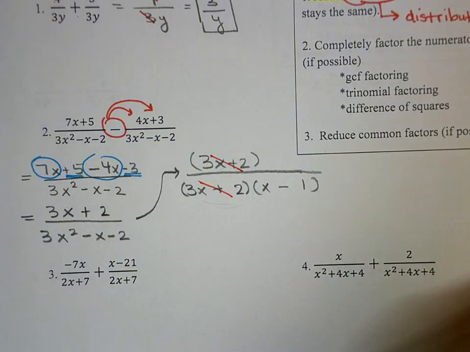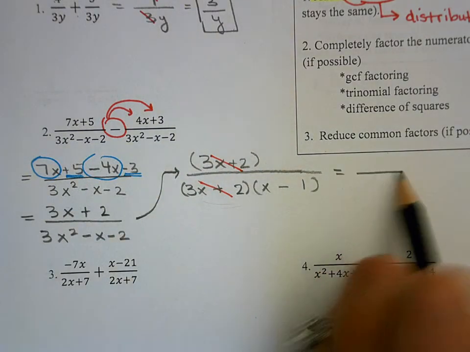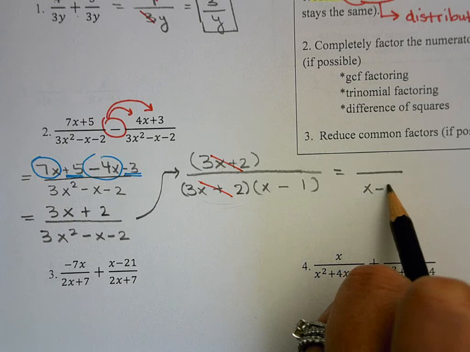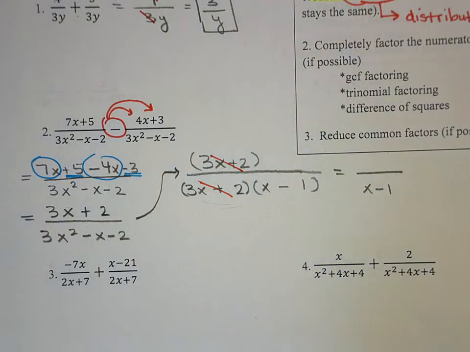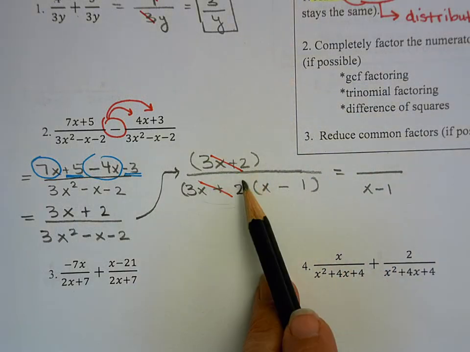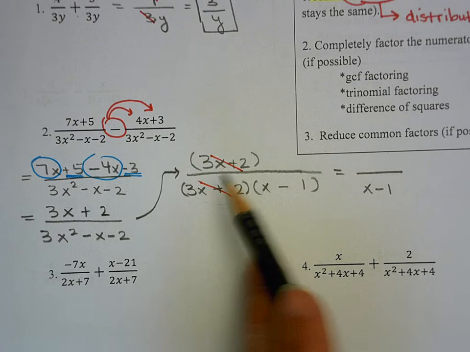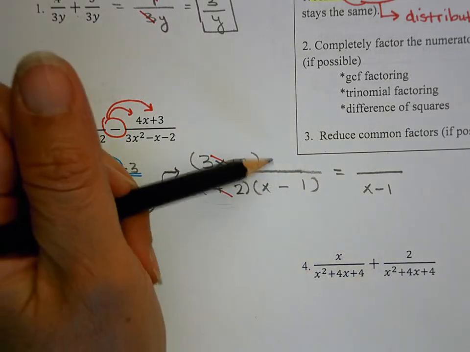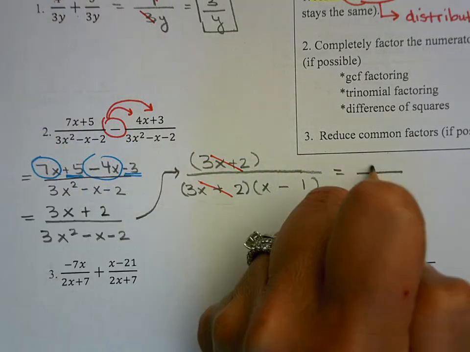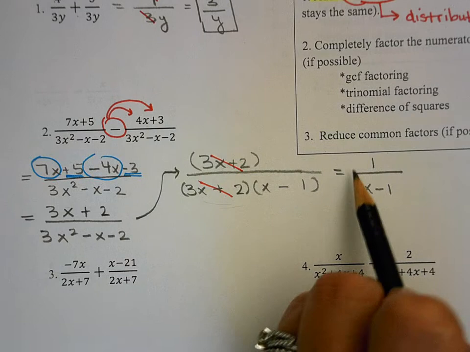And so then my final answer is I have an x minus 1 in the denominator, and I can leave it grouped or not. And the only thing left in the numerator is an implied 1, right? So when I divide that, that's just equal to 1. And so then that would be my answer there.